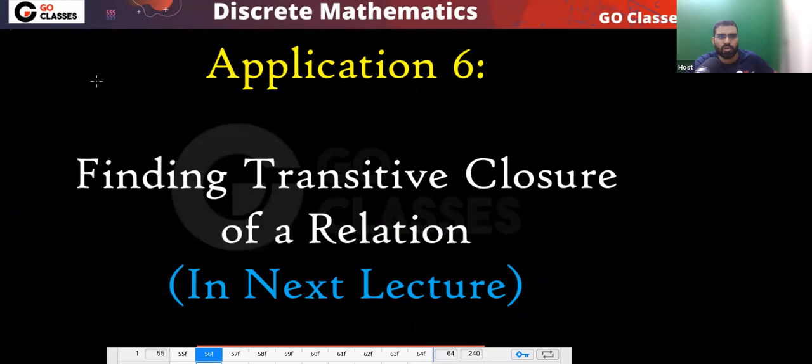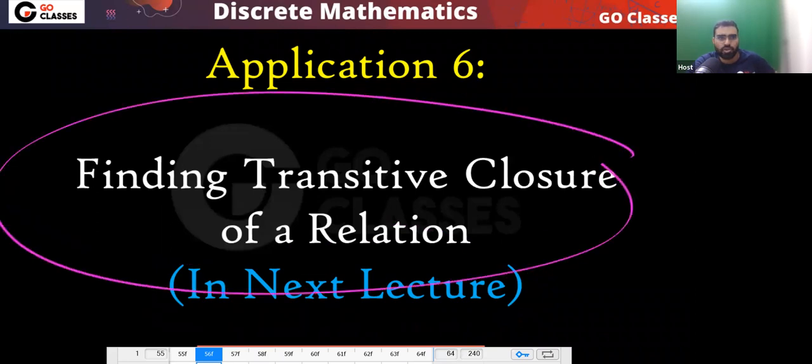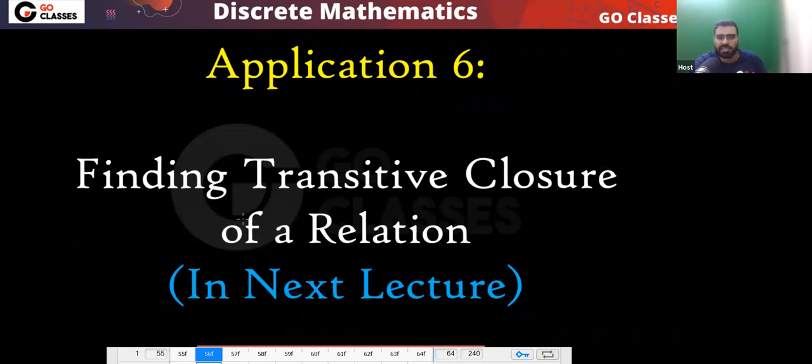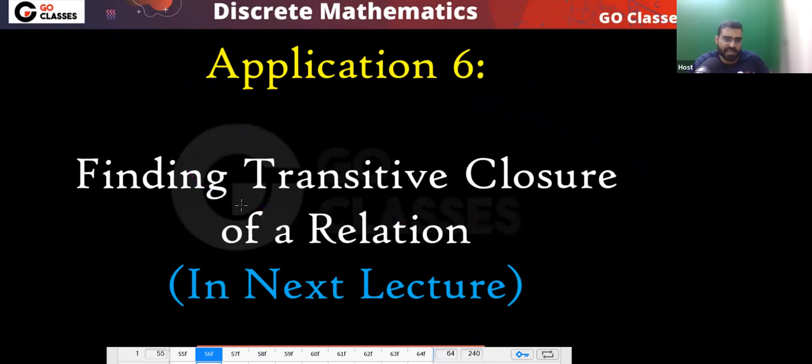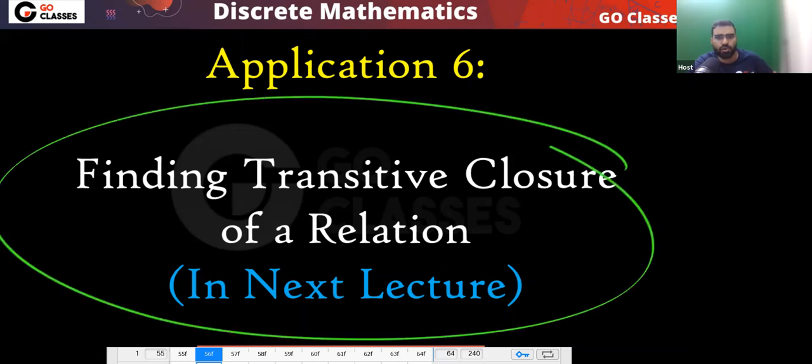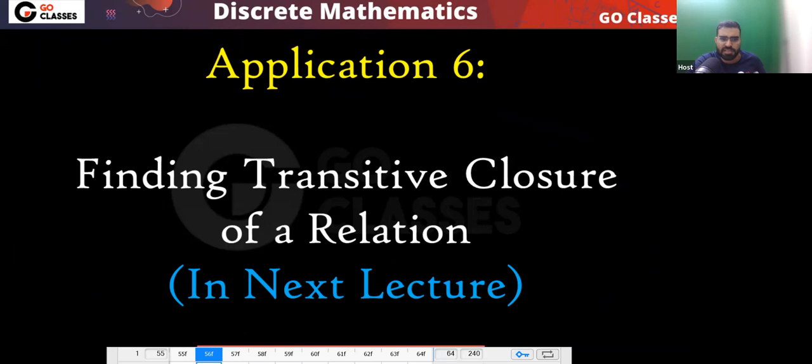But let me tell you, this application you have already understood. Finding the transitive closure of a relation is an application of the adjacency matrix. We will do powers of the adjacency matrix. The idea you have already understood, but we will see this in the next lecture. So this will become very easy for you, using whatever you have seen so far.